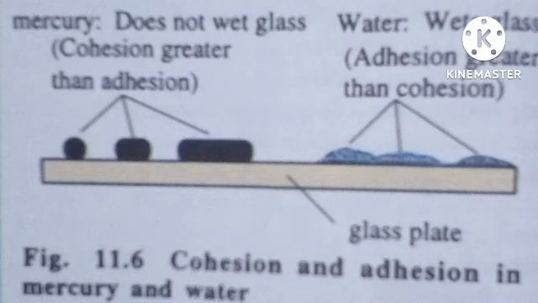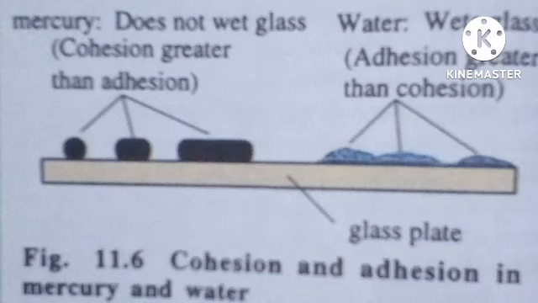Now this water wets glass. The adhesion of water molecules to glass is so strong that the water wets glass. But the cohesion between water molecules is not as great as the adhesion between water and glass.